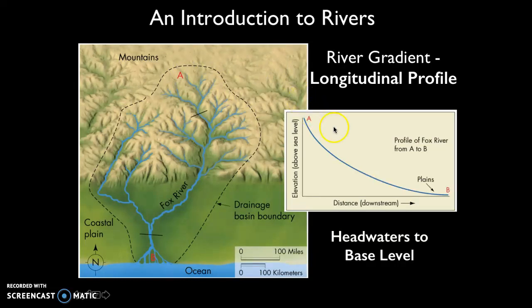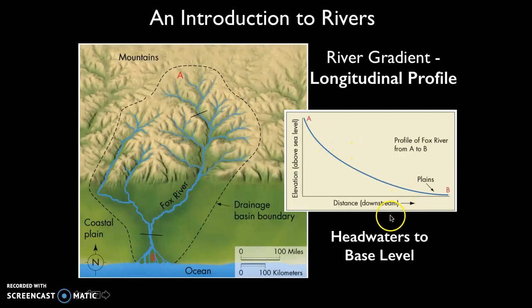Wow, I can't speak today. But the longitudinal profile is going to have to do with that relationship, that the higher you are in elevation, which in this case we're going to call A up here, the greater the gradient is going to be. And then the lower you are in elevation, the closer you are to the base level or the place where the river drains to, then the lower the gradient is going to be.